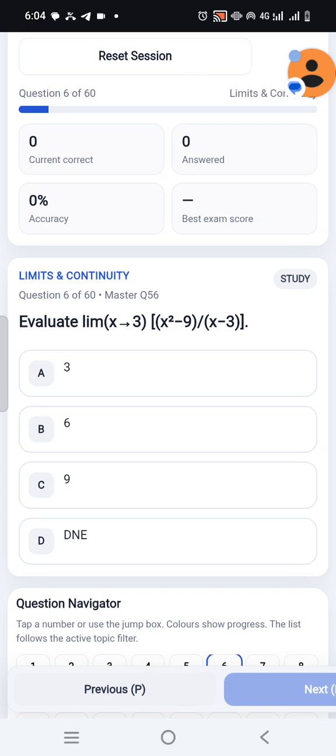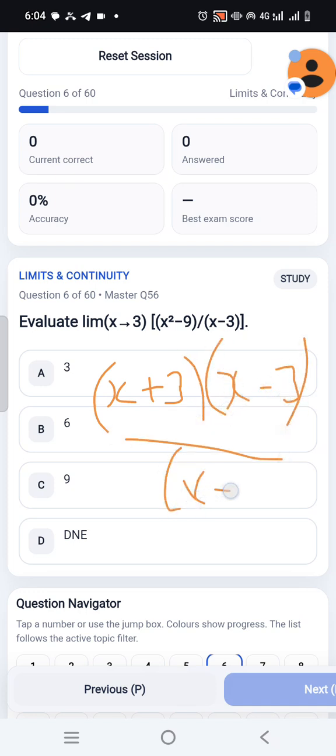And of course, this is very easy to factorize. x square minus 9 will give me x plus 3, x minus 3. That is difference of two squares. Then divide by x minus 3. So this will cancel themselves. But mind you, why they are cancelling themselves is not because there is 0 over 0. So normally 0 over 0 can never cancel themselves. Don't be deceived.